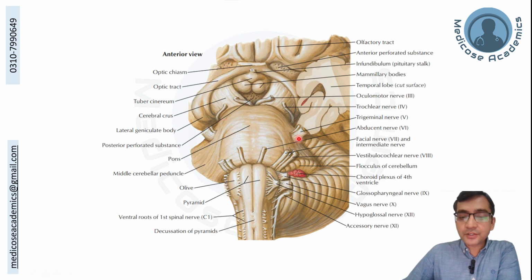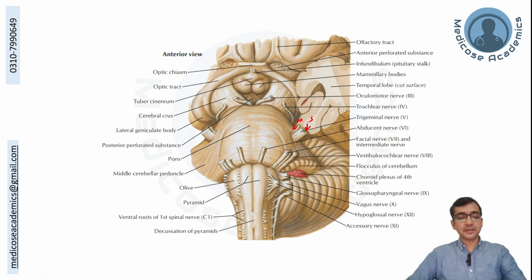The only other prominent feature on the anterior aspect is this cranial nerve that is exiting, the trigeminal nerve. And you can again see it is exiting as a large sensory root and a small motor root. So this is about the anterior aspect of the pons.